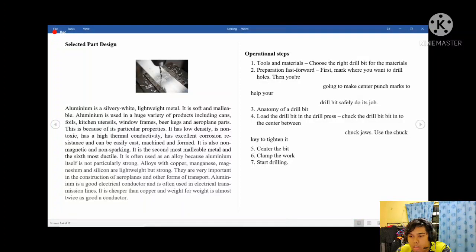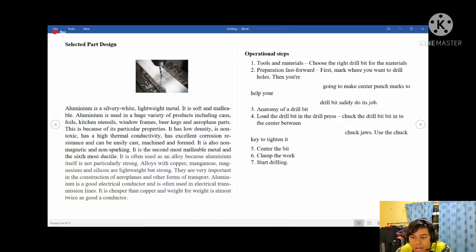So the operational steps for drilling are simple. First of all, we need to make sure that the tools and material are correct. The drill bit needs to be right if you want to drill metal like aluminium. Second, preparation. We need to mark where we want to drill. Then make a center punch mark to help your drill bit safely do its job.